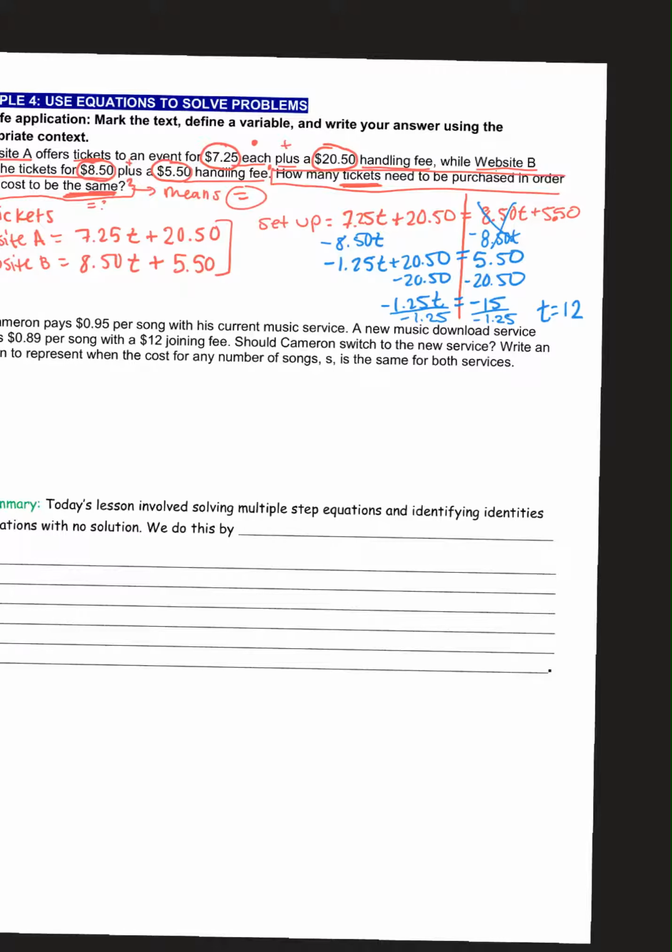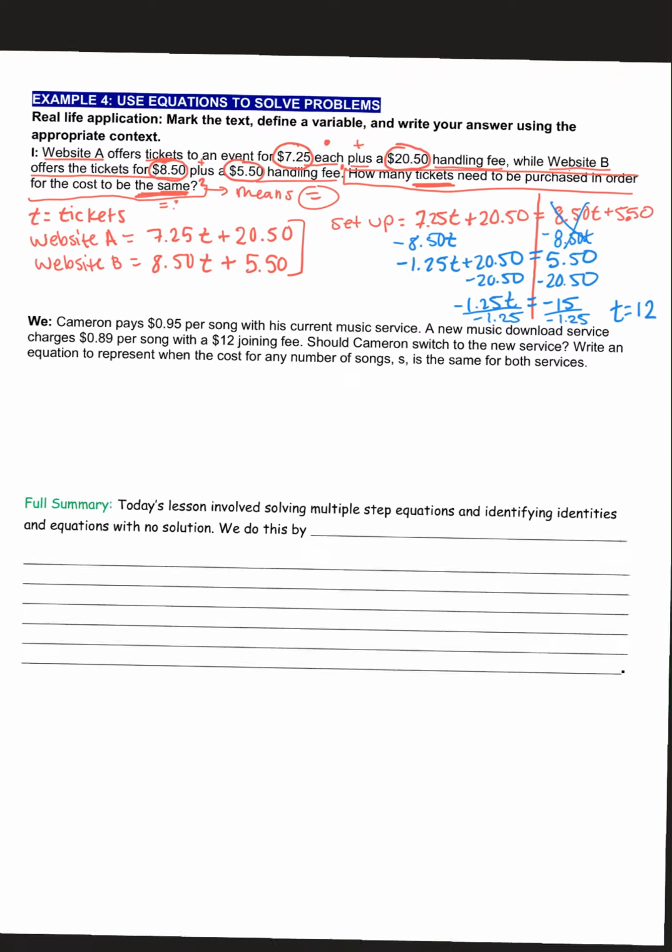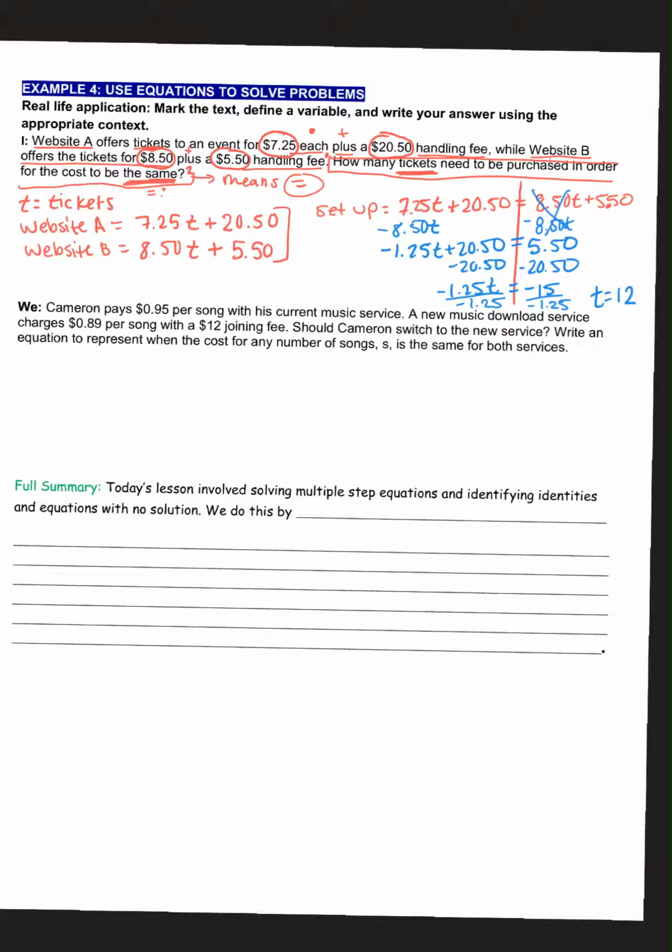And that's it. Except I have to do one more thing. This is a word problem, so I need to say my answer. So I'll say, what's it say? How many tickets do we need to purchase in order for the cost to be the same? And I got 12. So after 12 tickets, the cost for both websites will be the same. And then we'll come over here. We'll highlight our answer so that it's all obvious to Miss C that we have our answer. So these two things.